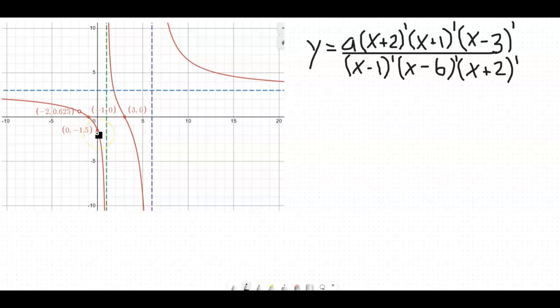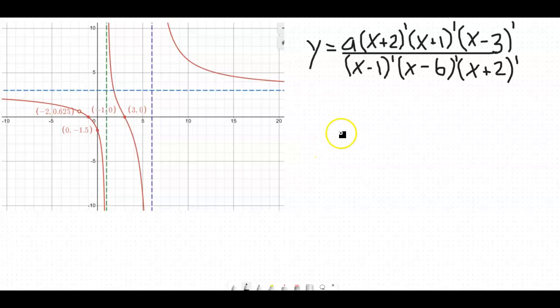One other thing I also want to mention is we have a horizontal asymptote, as it looks like, at y is equal to 3. So we can also use that y is equal to 3 to find the value of a. I'm going to use the y-intercept, which is a little bit harder, but I think it's more useful in certain situations. So let's go ahead and take a look at this.